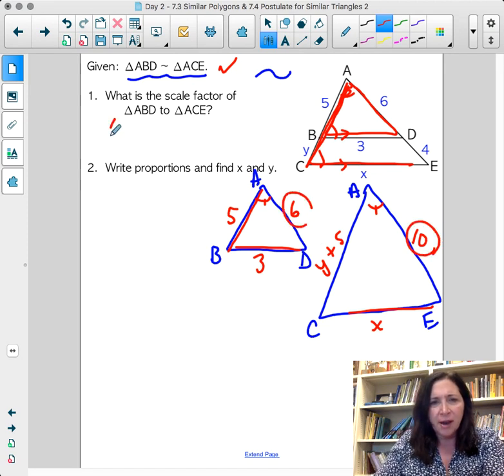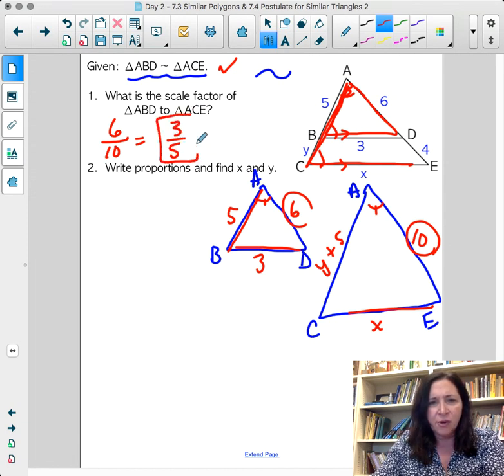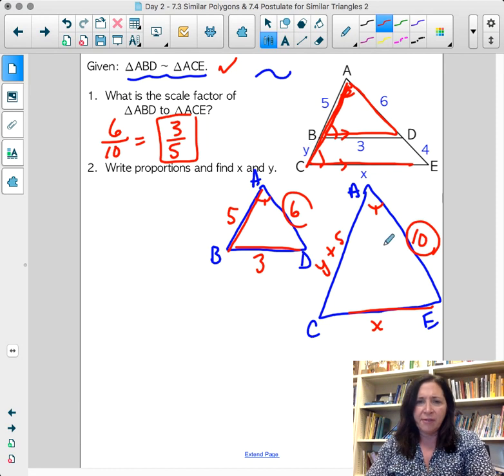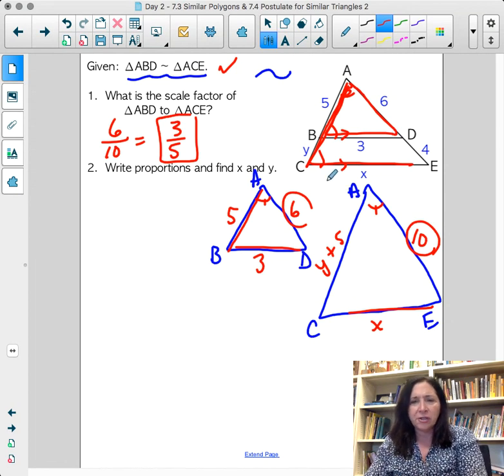Okay, so when I'm talking about 6 to 10, I'm going to reduce that. If I reduce that by 2, I'm going to get 3 is to 5. And so that scale factor is 3 to 5. And keep in mind, you see how I wrote this, ABD to ACE? That means I'm going small to large.